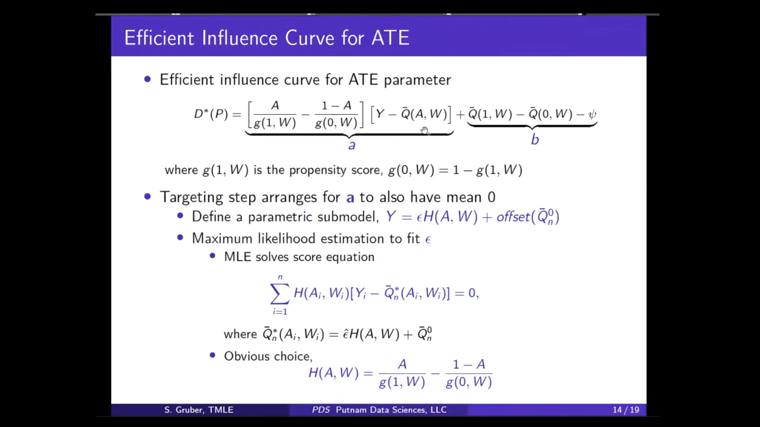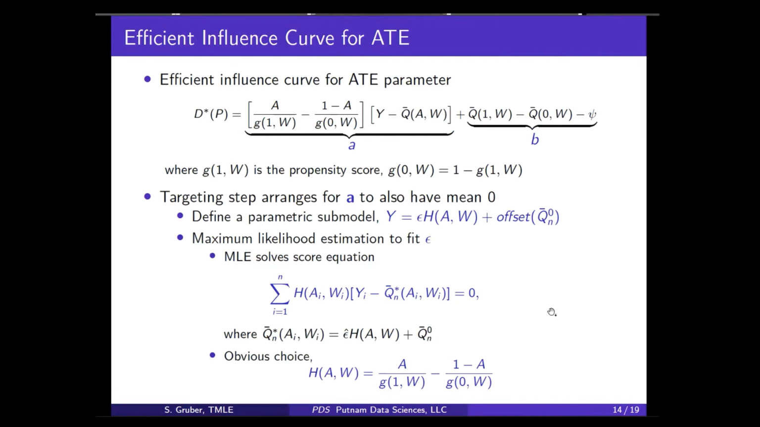Our goal is to make sure that this thing has mean 0. When we fit by maximum likelihood, this thing's going to have mean 0. We get to choose H. It would be oh so convenient if we choose H to be this part right here, the A over G minus 1 minus A over G0. If we choose that, then when we fit epsilon, we're going to be guaranteed that this part has mean 0 at the updated Q. We'll make sure at the updated Q we evaluate this. The whole thing has mean 0.